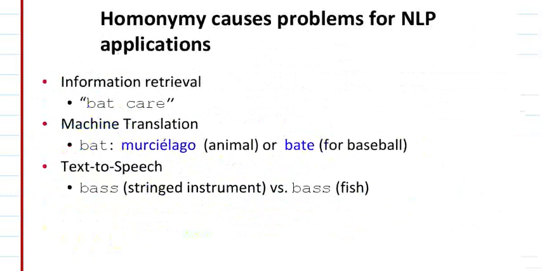Similarly, in machine translation, the bat and bate both have the same pronunciation, and in text to speech, bass and bass both have the same spelling, but these have to be pronounced in different ways, right? So bass is a musical instrument, and another is a fish. So a lot of things have to be done, some algorithms have to be developed in order to differentiate between different senses of homonyms, right? And homonymy is actually the most studied in lexical semantics.